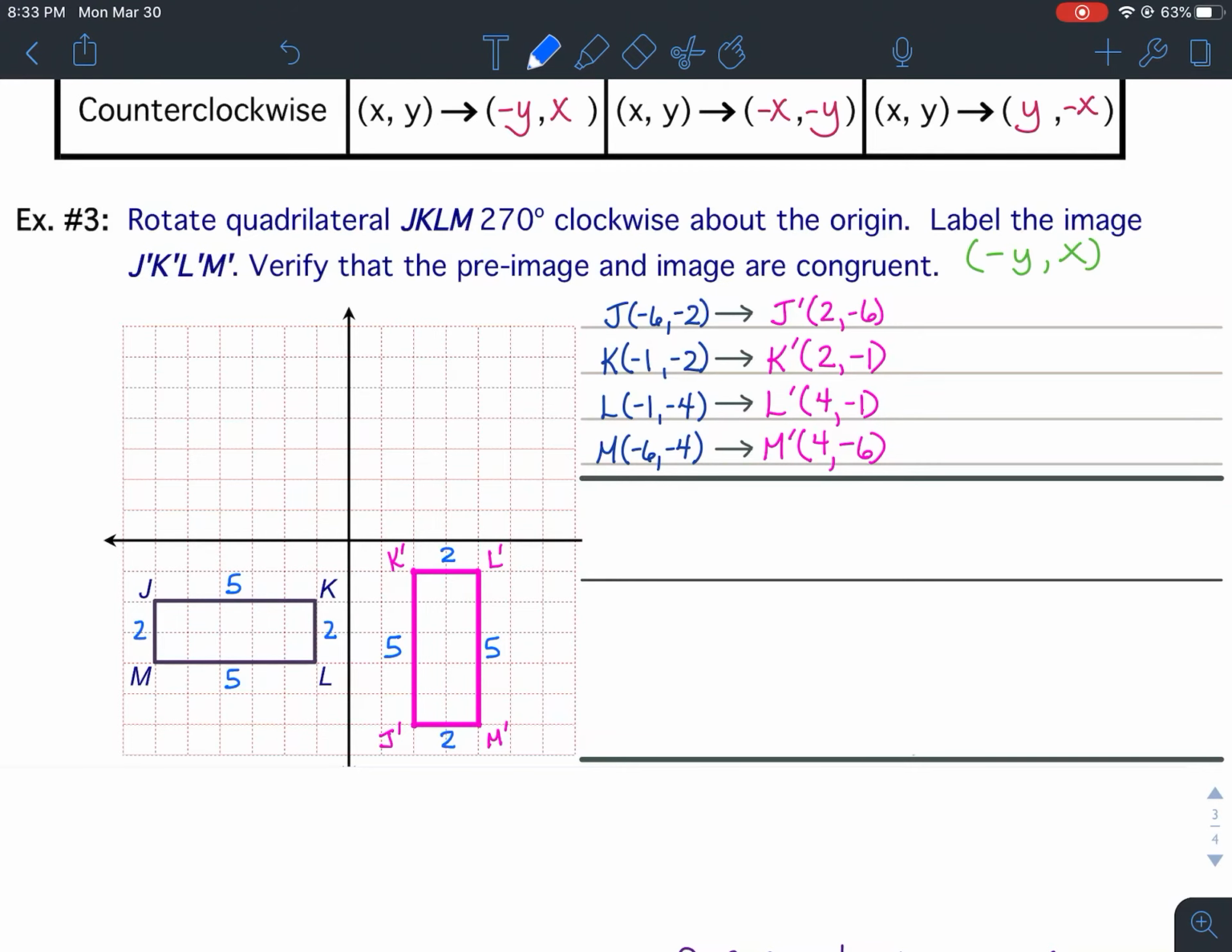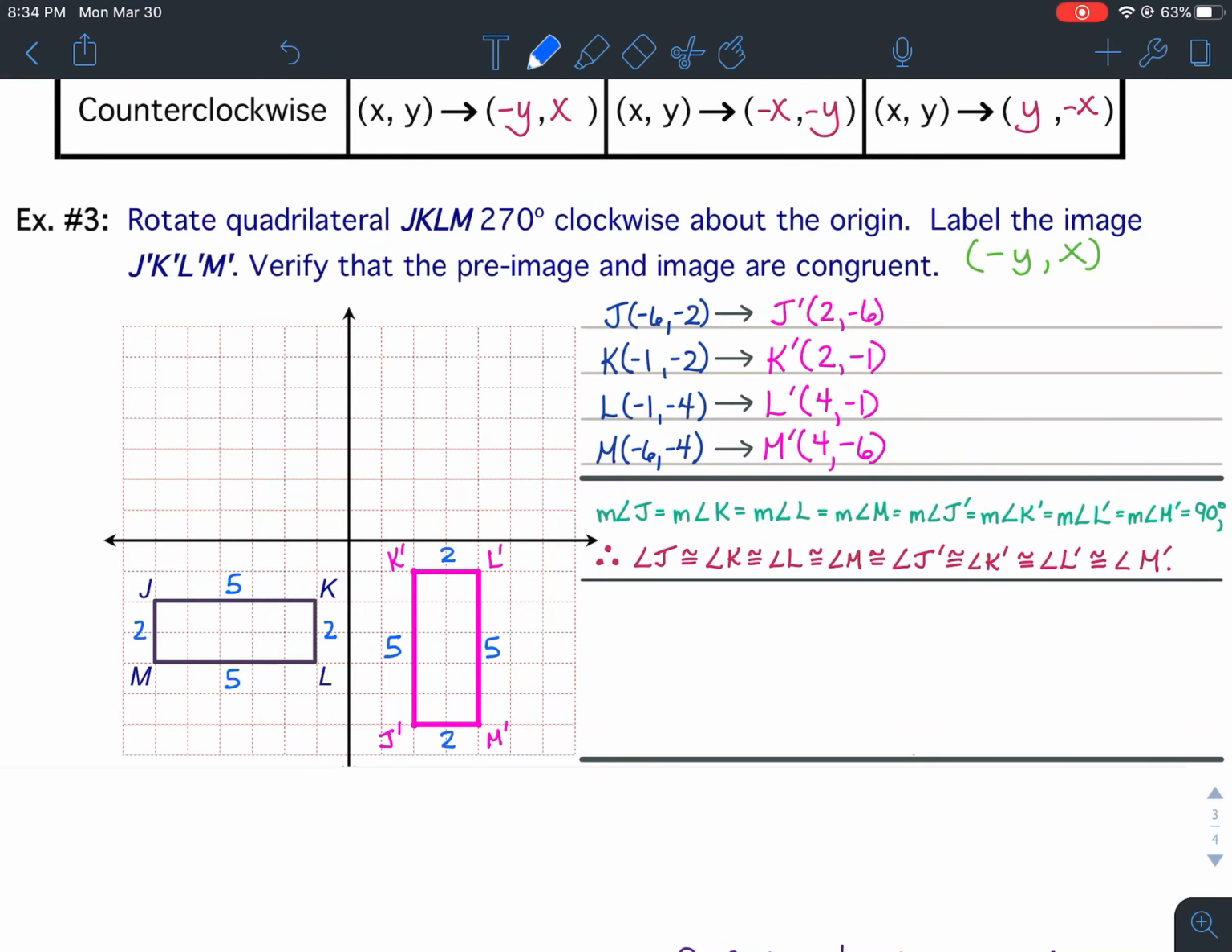And because these are rectangles, each angle meets at 90 degrees. So remember, this is where we have to prove that all the angles are congruent. We have to prove that all the side lengths are congruent. And if we do that, then we can prove that all corresponding parts are congruent. So, yep, I cheated. So here you go.